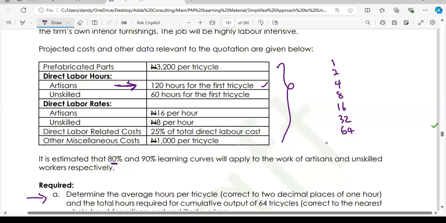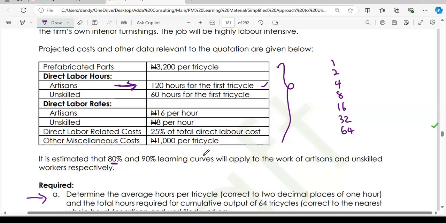It's 3,200 per tricycle, and I want to produce 64 tricycles. That means, of course, I will multiply 3,200 by 64 tricycles. Then to get my labor cost, my direct labor cost for artisan will be 16 naira multiplied by 2,013, because the total hours to produce the 64 tricycles is 2,013 for artisan, then 2,041 for unskilled. So I will multiply 8 by 2,041. I will multiply 16 by 2,013. That will give me the total labor cost.